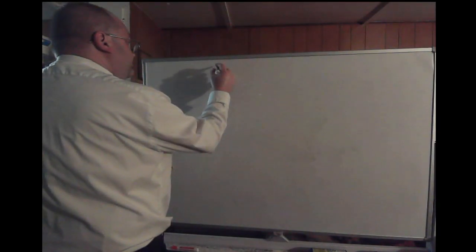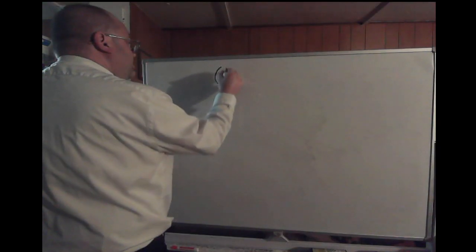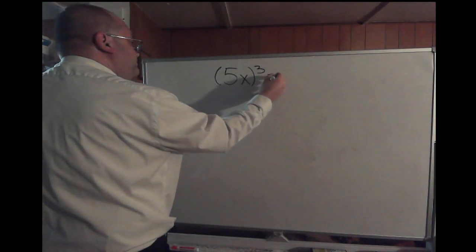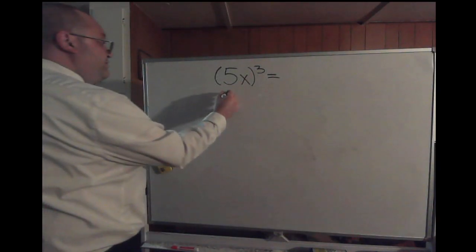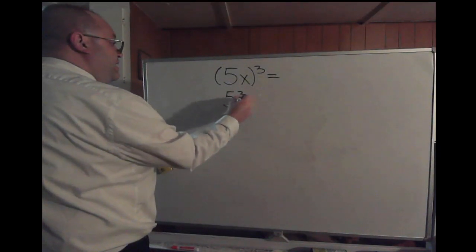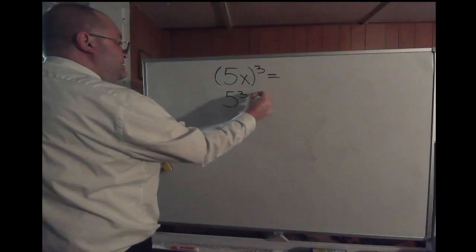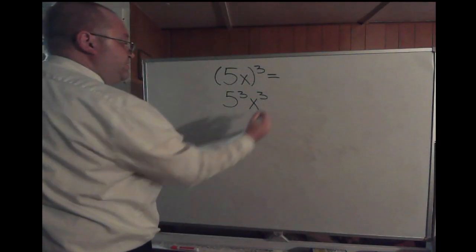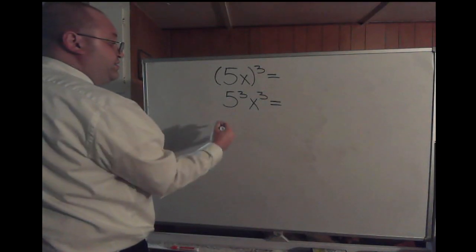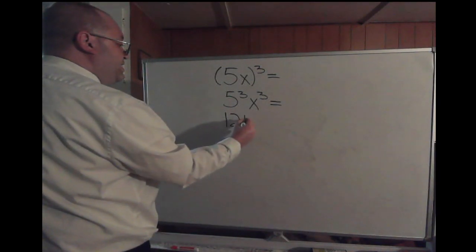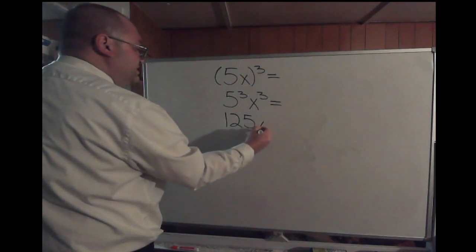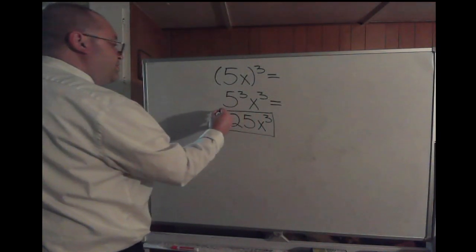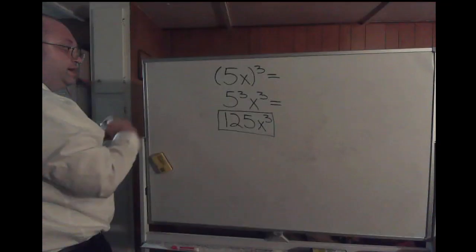Alright, we have 5x, that quantity, to the third power. Well, you're going to take your 5, raise that to the third power, then you'll take your x, also raise that to the third power. So you have 5 to the third power times x to the third power. Well, 5 to the third power, that's 125. Then you just have times x to the third power, giving you 125x to the third power. That's exactly what you would get.